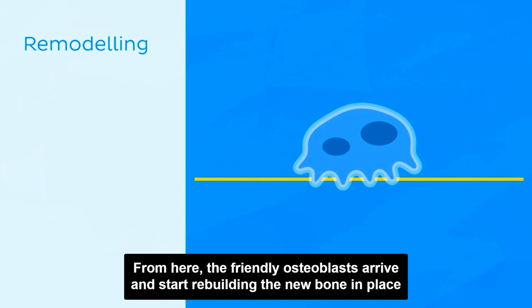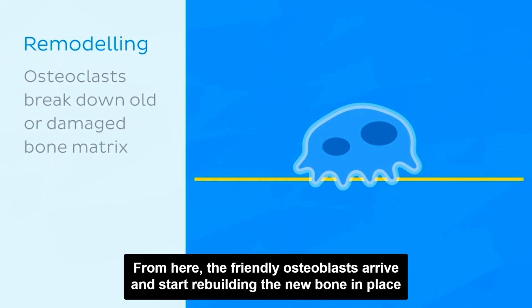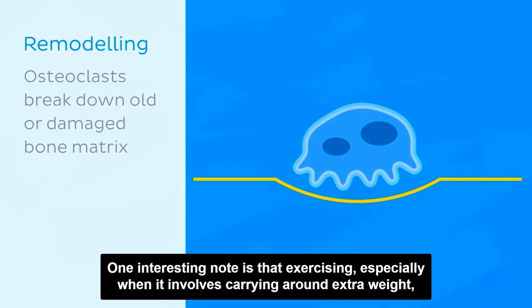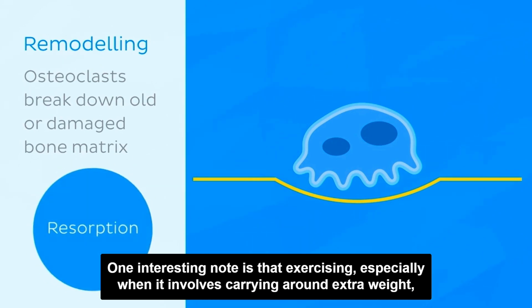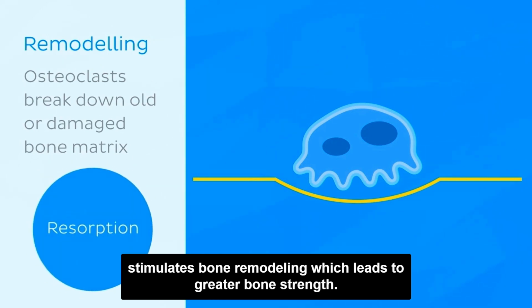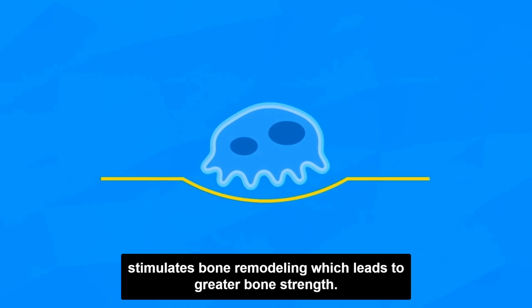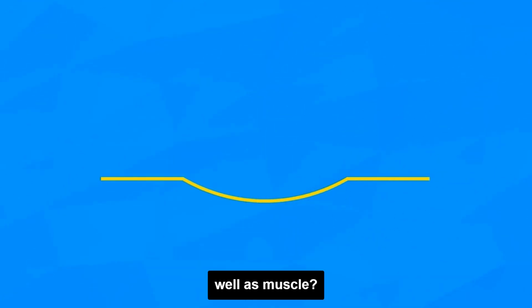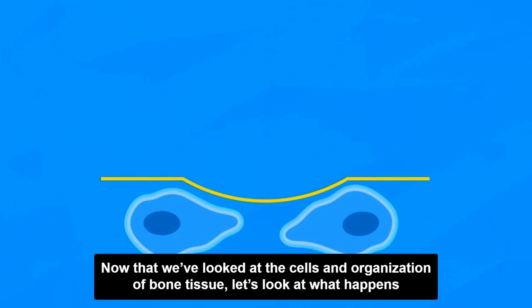When directed by osteocytes, they break down the old or damaged bone matrix by means of enzyme and acidic secretions, which eventually is returned back to the blood. This is known as resorption of bone. When they've broken down the required amount of bone, osteoclasts undergo apoptosis, which basically means they self-destruct. From here, the friendly osteoblasts arrive and start rebuilding the new bone in place of where the old bone was.